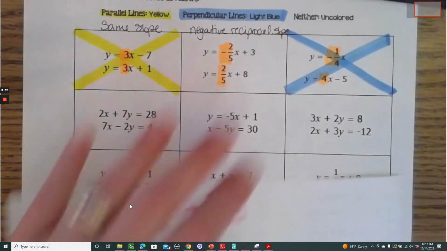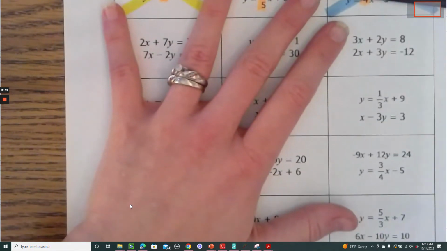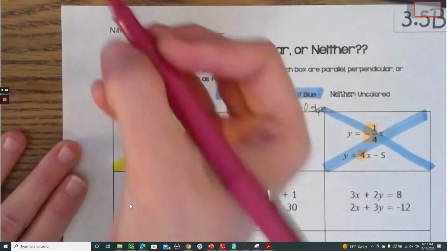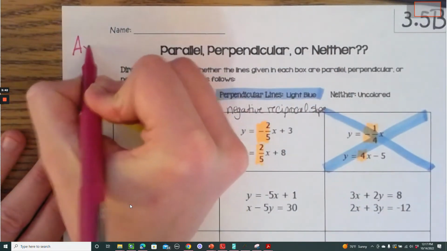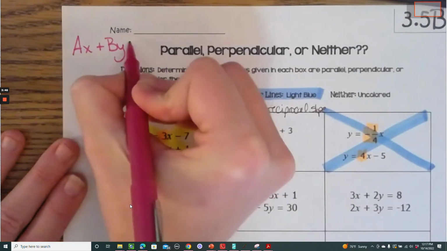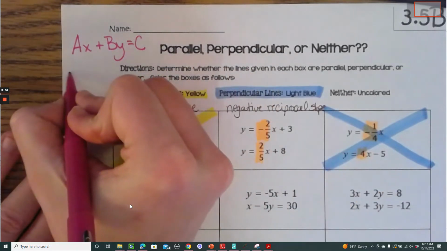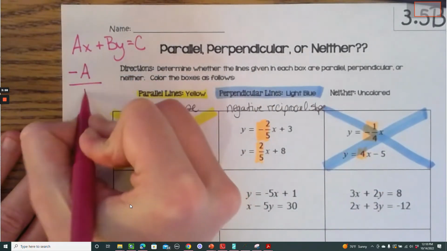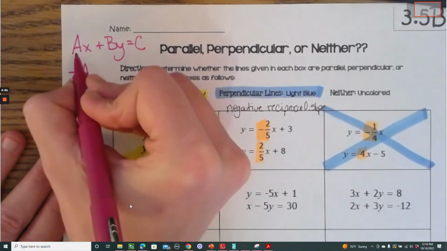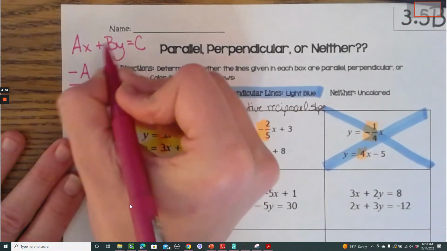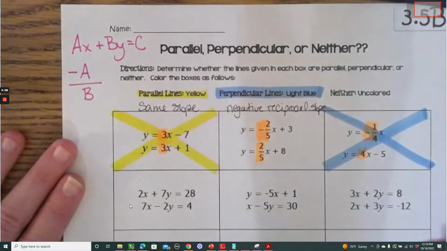All right, what do we do if it's in standard form? There's actually a really easy way, and you might want to write this on your page. Standard form is Ax plus By equals C. I could convert it to slope-intercept, but that's going to take a lot of time. There's an easier way. I can do negative A over B: the number in front of the x, with its sign changed, over the number in front of y. That will give me the slope of the line.